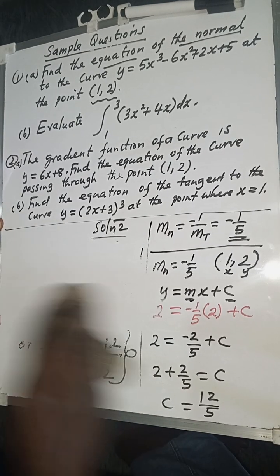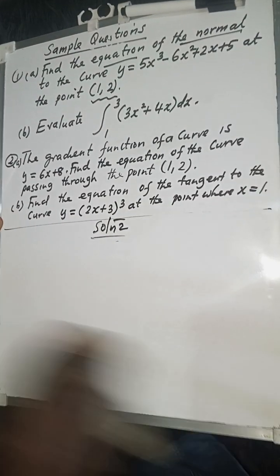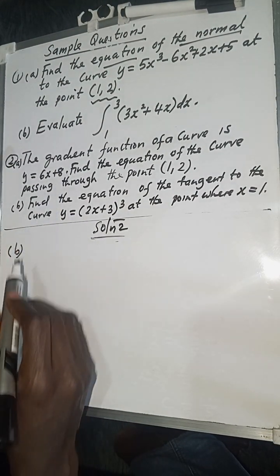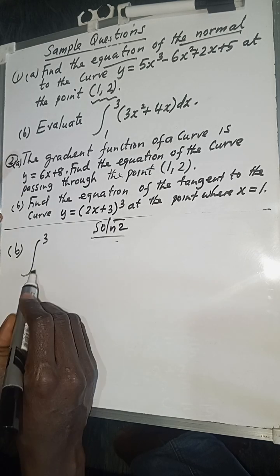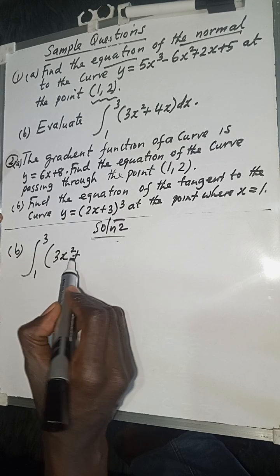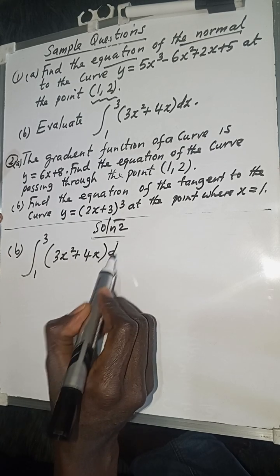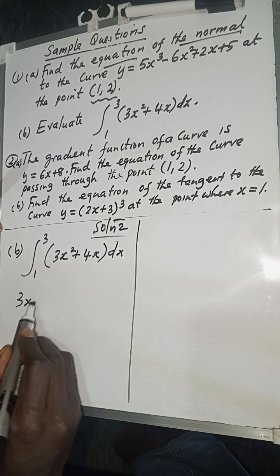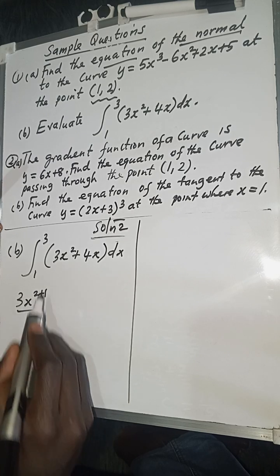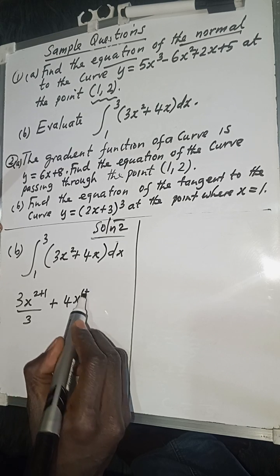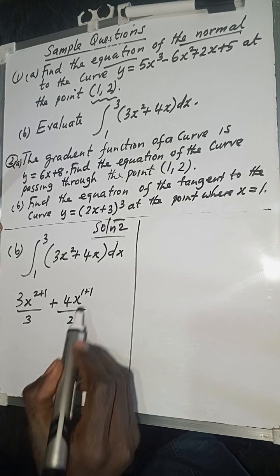All right, let's move on to the B part there. The B part there says we evaluate. So number 1B says we evaluate. Remember what we looked at when they give you the upper and the lower limit, 3x squared plus 4x with respect to dx. So how is that going to be? To be 3x squared plus 1 divided by the new power, which is a 3, plus 4, that is 1 plus 1 divided by the new power, which is a 2.